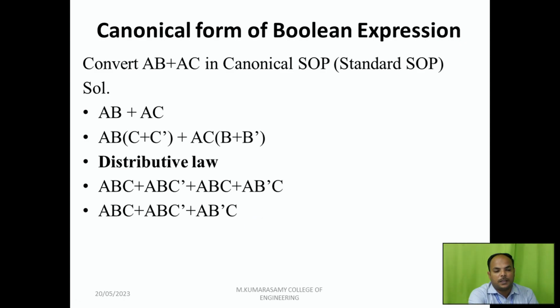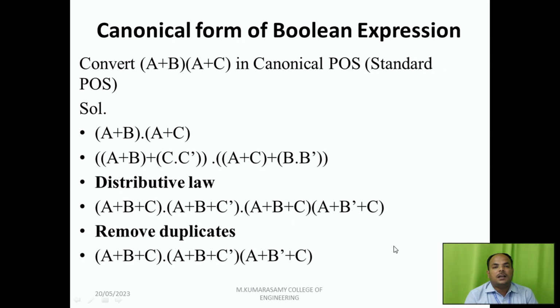In canonical SOP. Again, we can go for the next step, that is converting the POS into canonical POS. As we already said, POS is nothing but product of sum. In this product of sum, we have A + B, and another will be A + C. Now the first step, as given in the conversion, is finding the missing literal. In the solution, the first term is A + B, where the missing literal is C. In the second term, the missing literal is B.